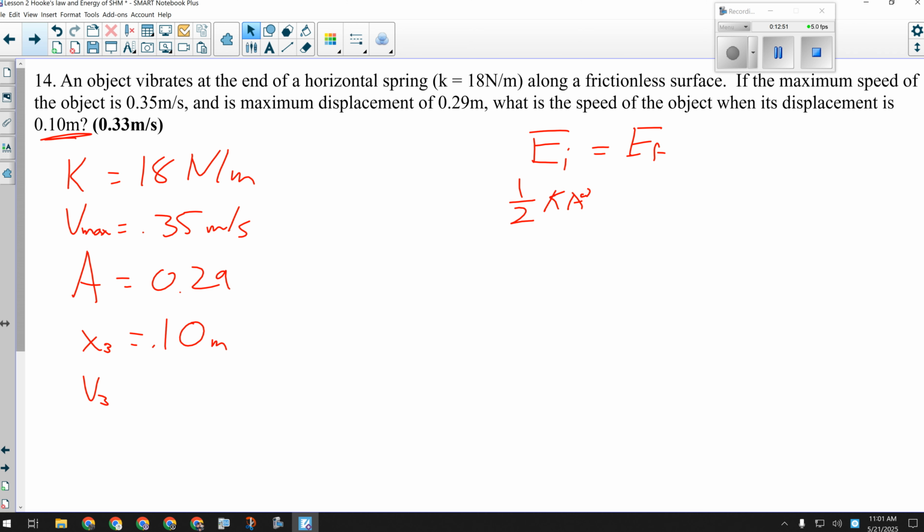So 1/2 Ka squared, I'm going to make that my initial energy, equals 1/2 mv max squared, just like the last question. But I know V, I know A, and I know K. The only thing I don't have is M. So I can solve it with the first bit of information they gave me, and then I can use it in the second part. Do you want to try and solve it yourself? Yeah, no, before I do the rest? I just missed the first one.